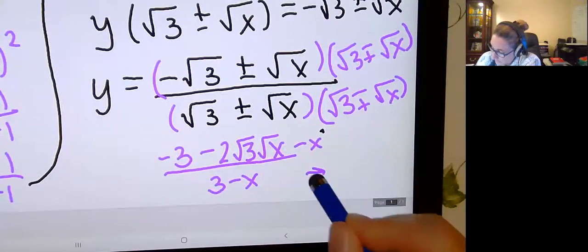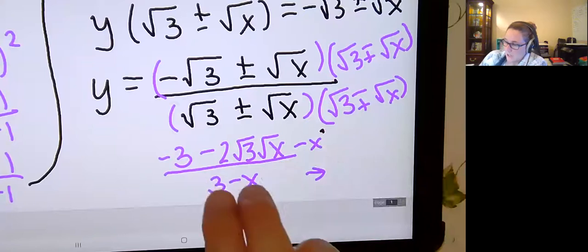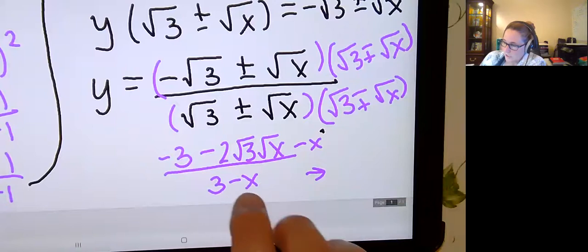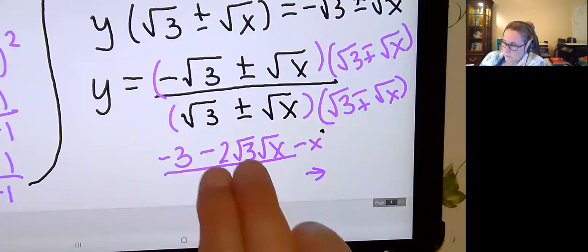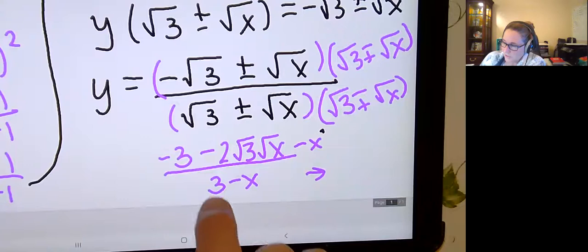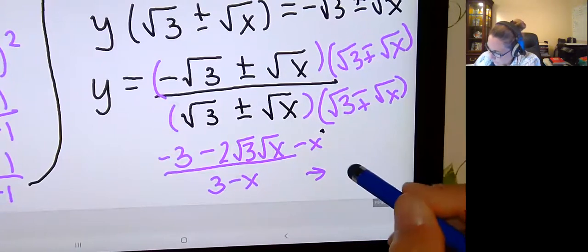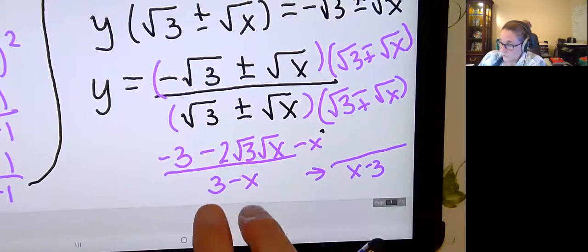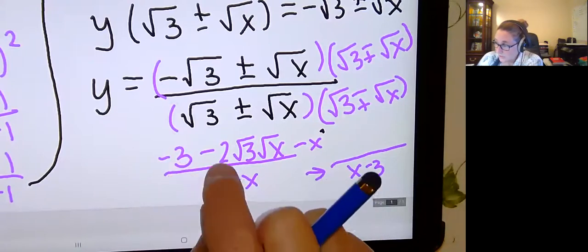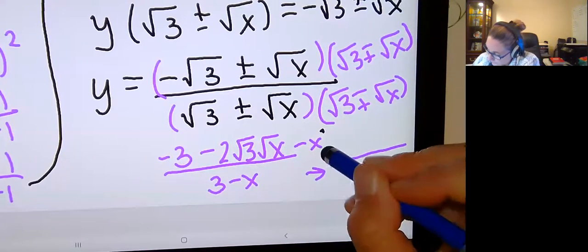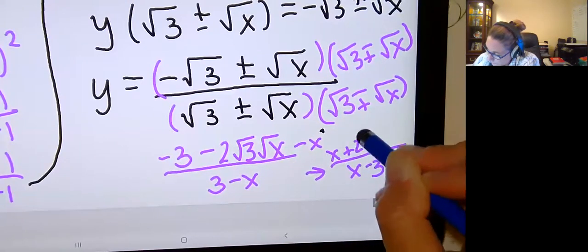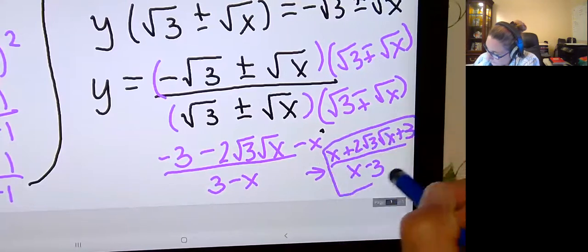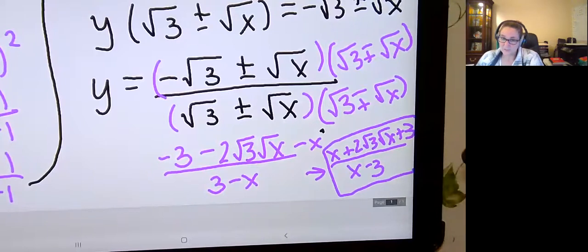And when I clean this up, I'm going to take the negative from here and move it up. So what does that mean? If I'm taking a negative from here and moving it up, this is going to become a negative 3, and this is going to be a positive x. So I'm going to write it as x minus 3. On the top, when I bring that negative x, this is going to be a positive, a positive, a positive. So this is going to be x plus 2 root 3 root x plus 3. This is your answer in a cleaned up form.